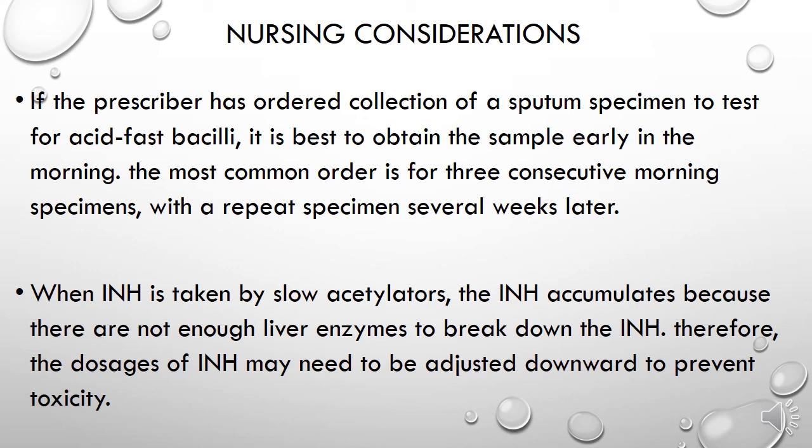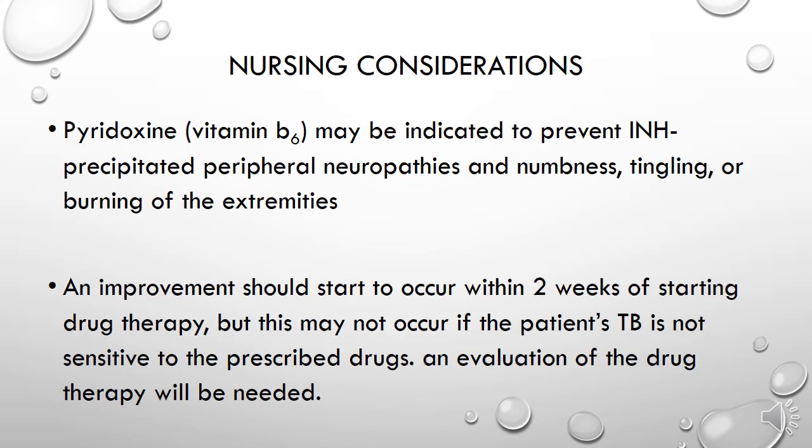And then when the INH is taken by a slow acetylator, it does not break down appropriately because of the liver enzymes, and then you can become toxic because of it. There it is, vitamin B6 may be indicated to prevent neuropathies related to INH.